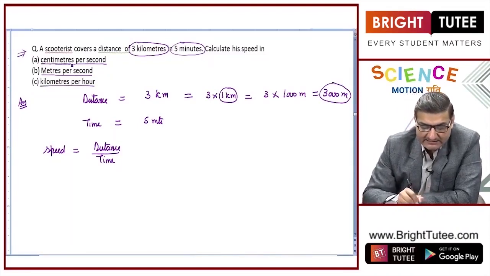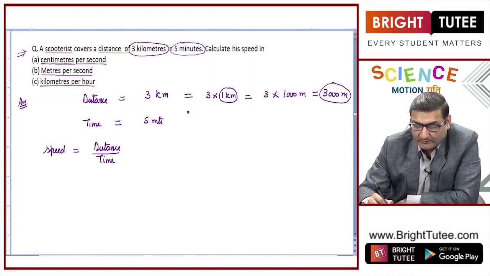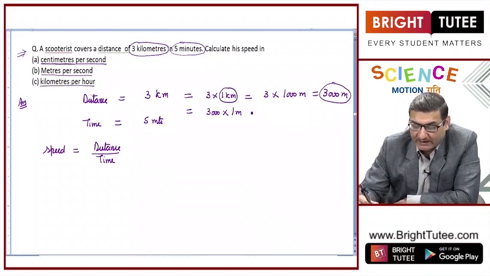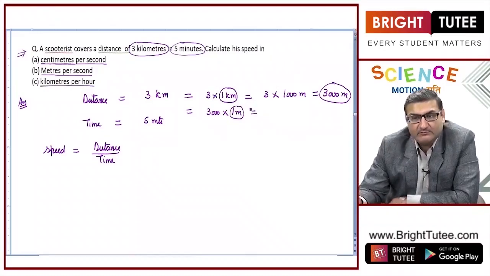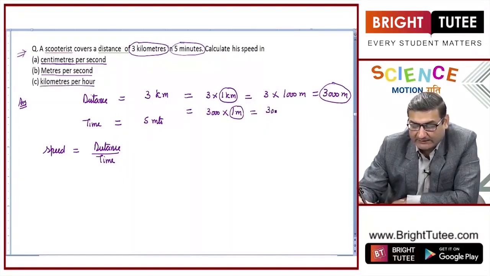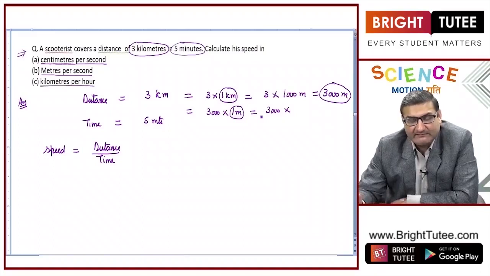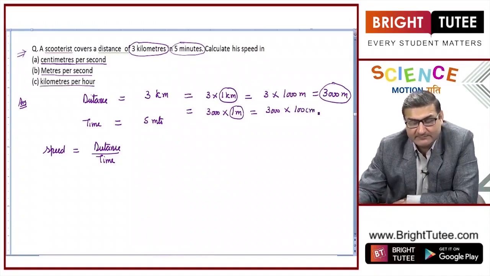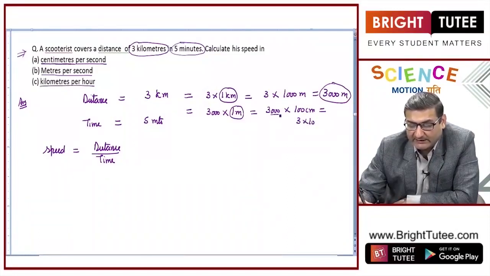Since it is being asked in centimeters also, initially I have got 3000 meters. What I can do is write it as 3000 into 1 meter. I hope you have understood it. Now I will convert this 1 meter into centimeters. I know that 3000 stays as it is, and rather than writing 1 meter, I can write 100 centimeters, since 1 meter is equal to 100 centimeters. Therefore, it becomes 3 into 10 to the power 5 centimeters.